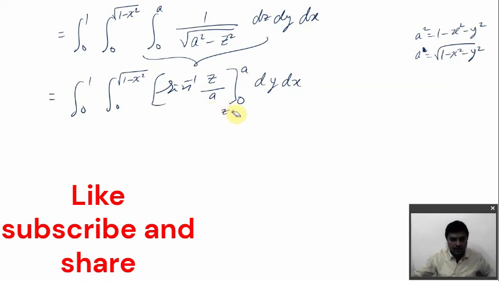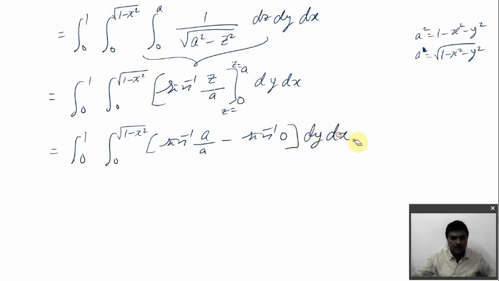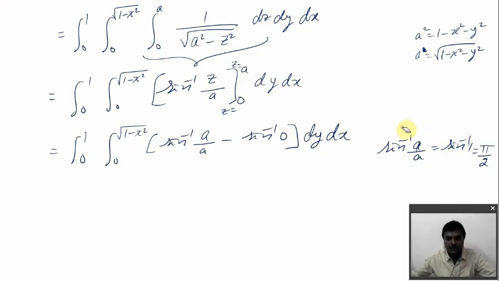Let us simplify this now. Wherever z is there, I'm going to put 0, and wherever z is there, I'm going to put a. So very simple, integration 0 to 1, integration 0 to 1 minus x square. Now I will put the upper limit sine inverse a divided by a minus sine inverse 0, dy dx. Sine inverse a divided by a is nothing but sine inverse 1, which is equal to pi by 2. Please remember this formula. We are going to substitute this directly, and please remember sine inverse 0 is 0.